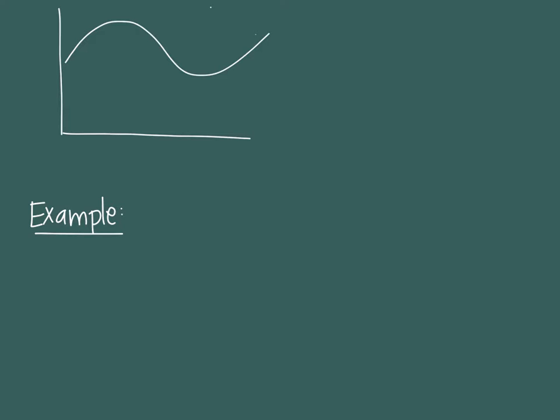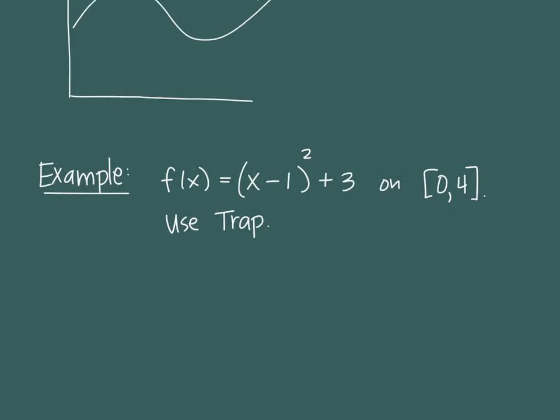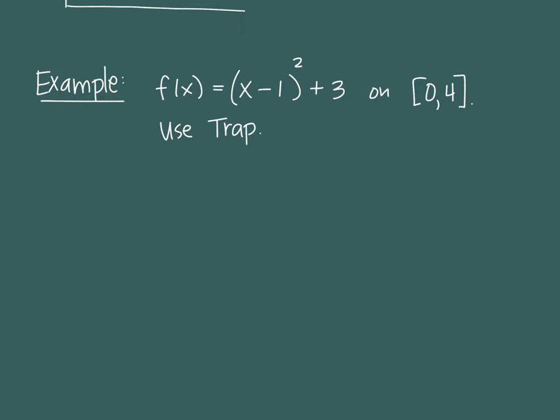Okay, so let's find the function (x minus 1) quantity squared plus 3 on the interval 0 to 4. Use trap. All right, this is a parabola shape. This shape has gone 1 to the right. It's also gone up 3. Okay, 1 to the right and up 3.